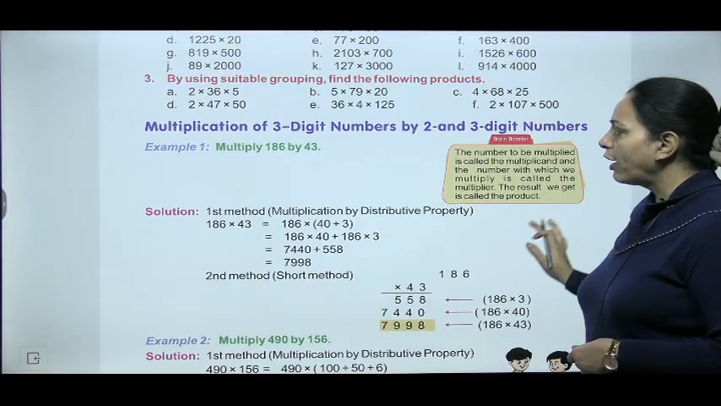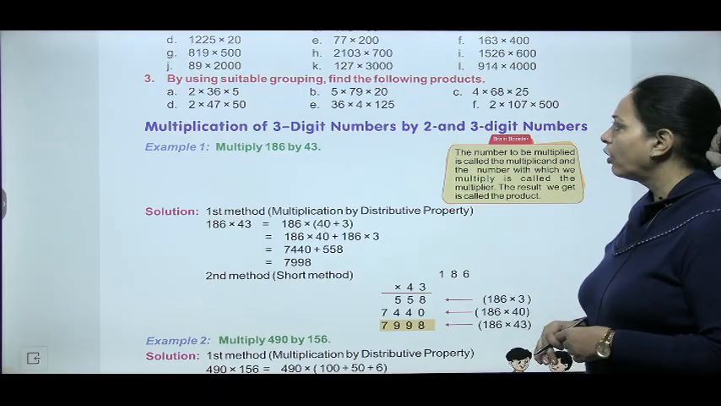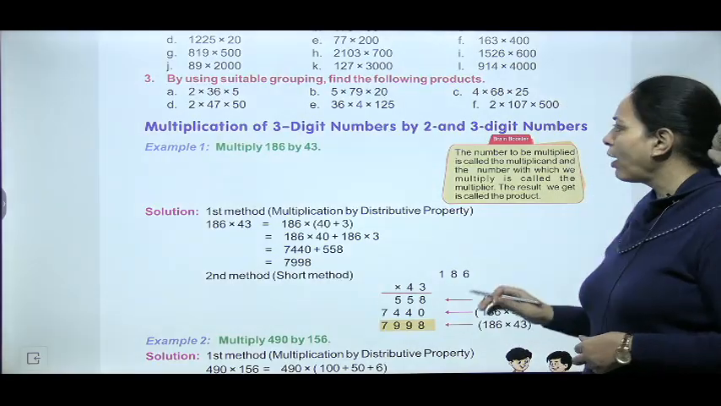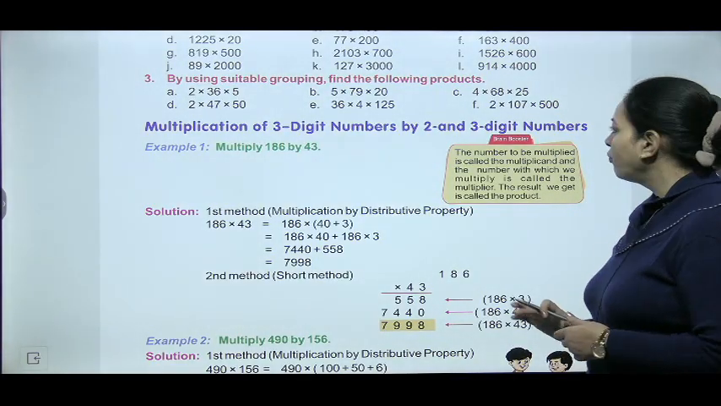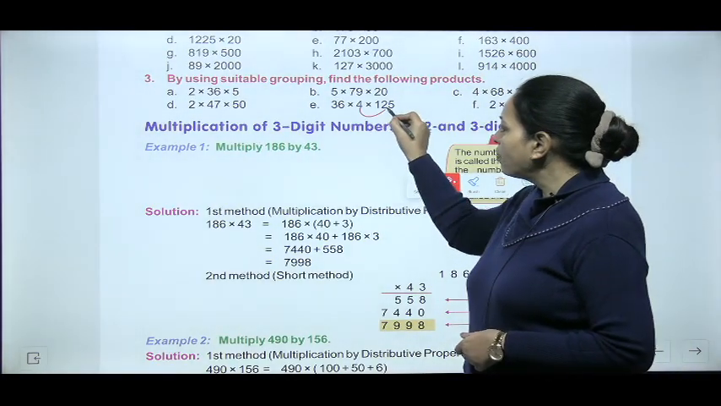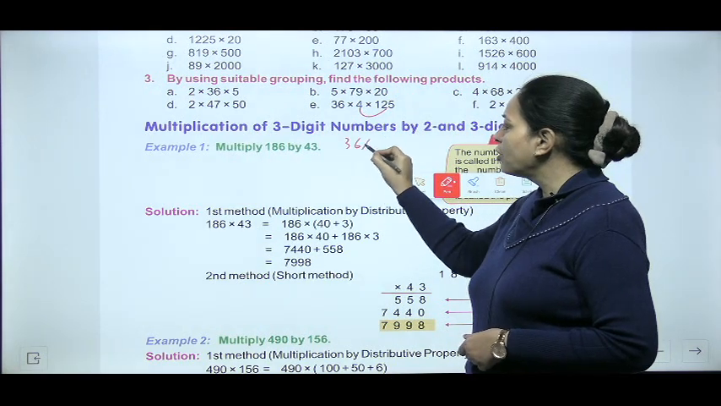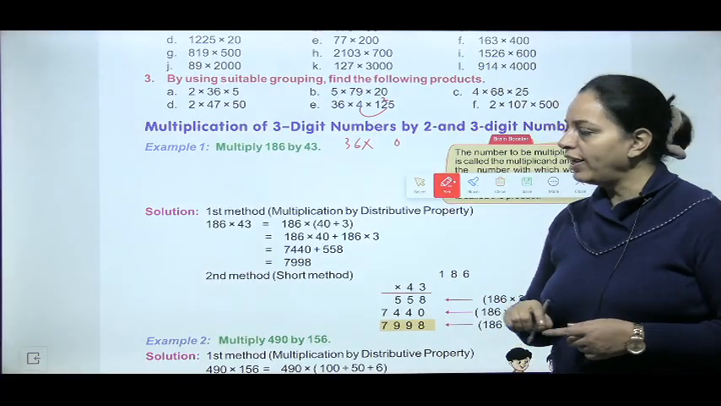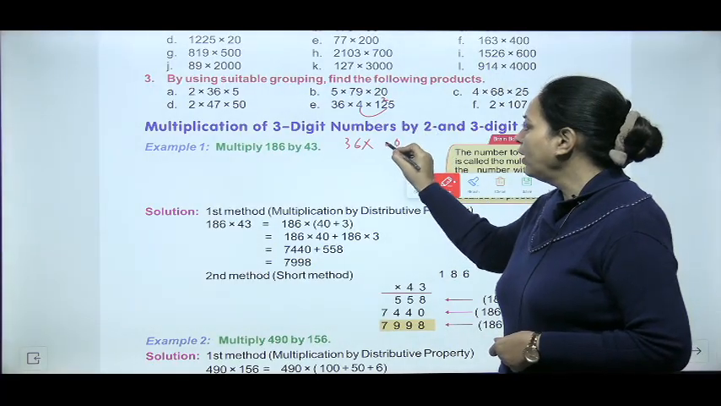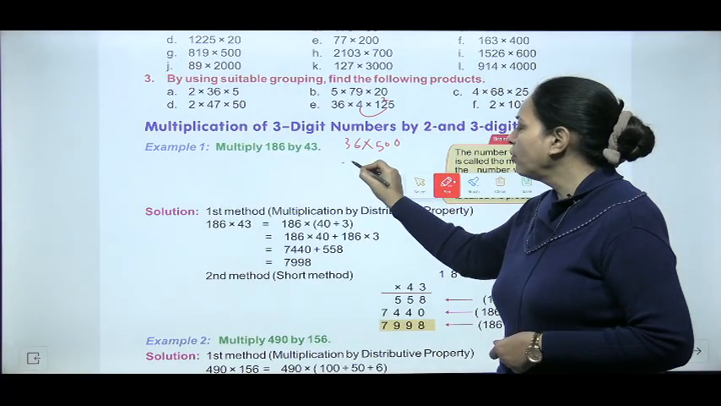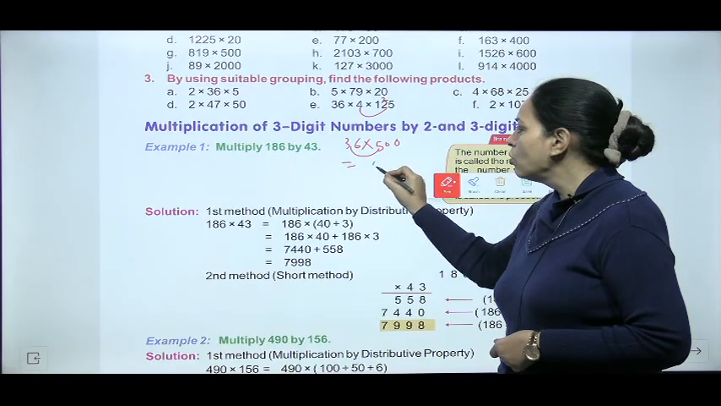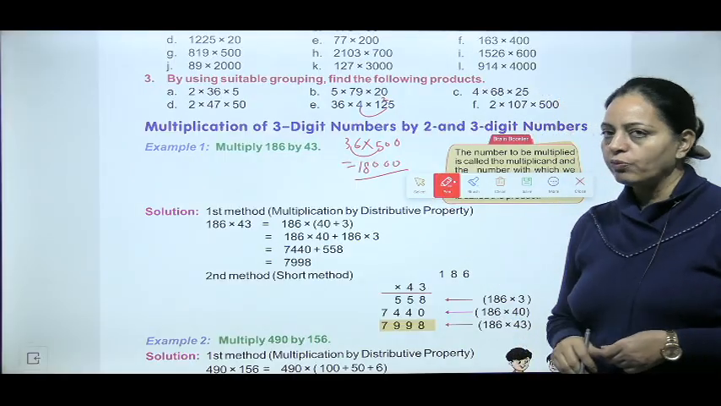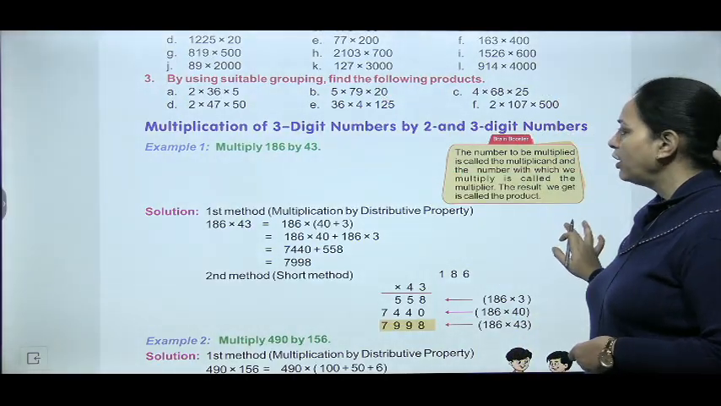Now third question, by using suitable grouping, find the following products. Like here E part, 36 multiplied by 4 multiplied by 125. So we will multiply these two. 36 multiplied by 5, what will you get? 4 5s are 20, 4 2s are 8, and 2 10, 4 1s are 4, 5. Now multiply these two. So 180 and at the last 2 0s. So similarly we can try the remaining parts.